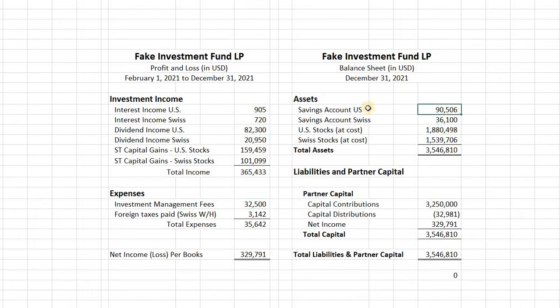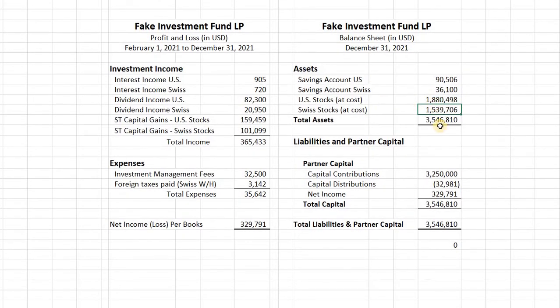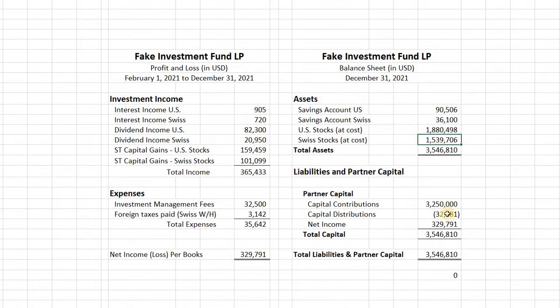So these are the balances at the end of the year in the accounts. So we have a savings account in the U.S., a Swiss account. All of this is expressed in U.S. dollars, where we've translated it to U.S. dollars. These are the U.S. stocks at cost. That's the balance. The Swiss stocks at cost. So obviously these are after purchases and sales.